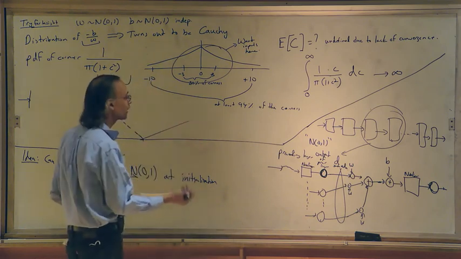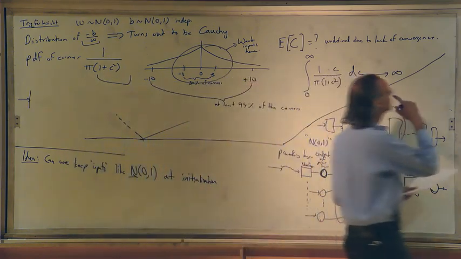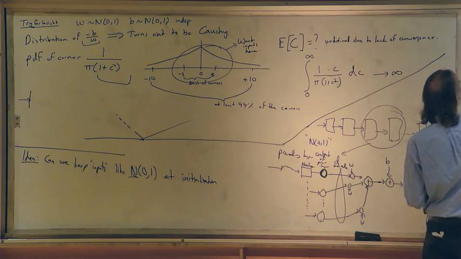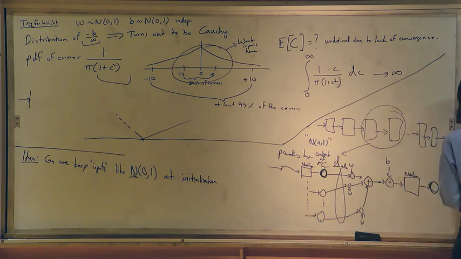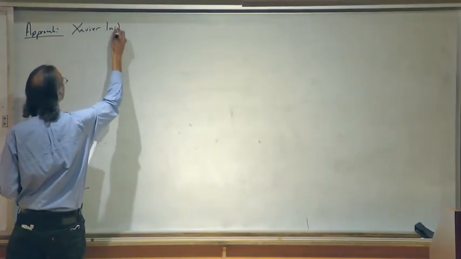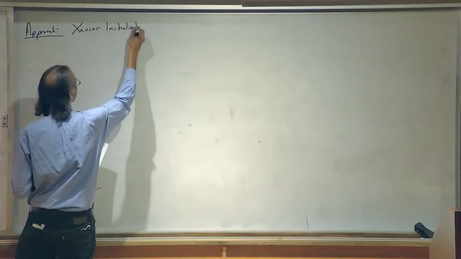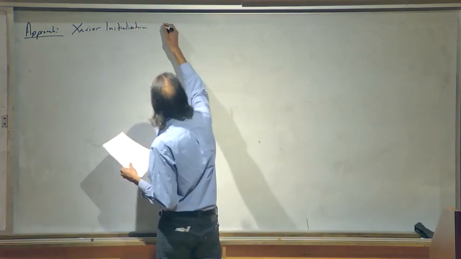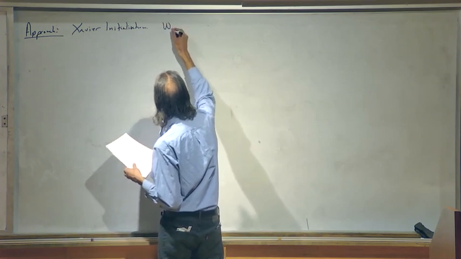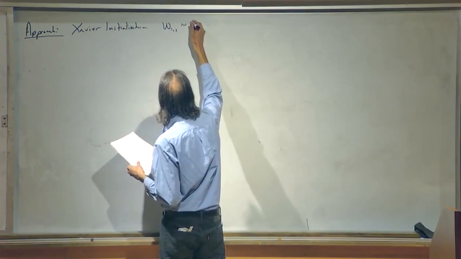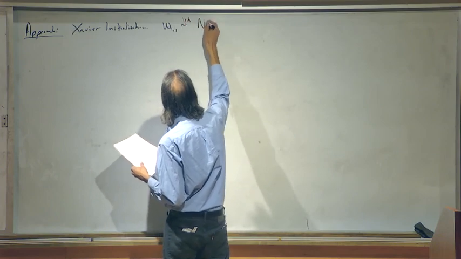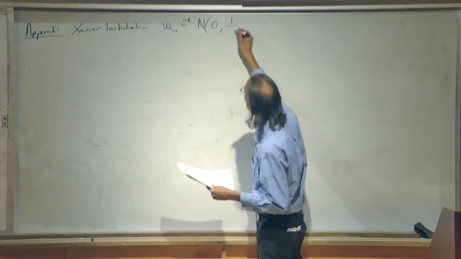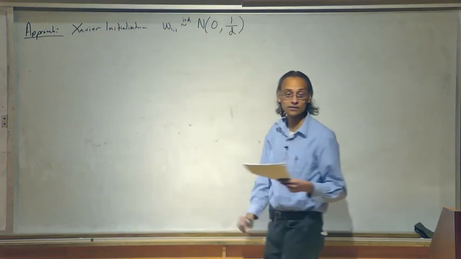So the way to do this, I'll just write it here. It's called Xavier initialization. It says, initialize the weights IID normal, but instead of variance 1, make the variance 1 over the fan-in.